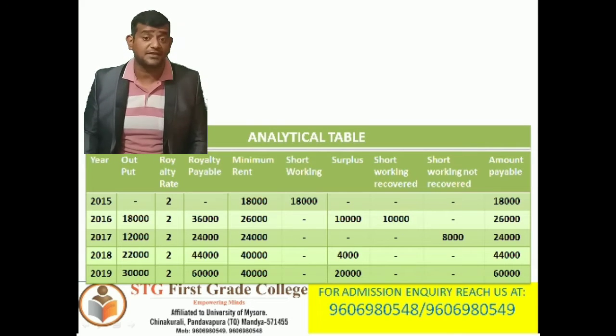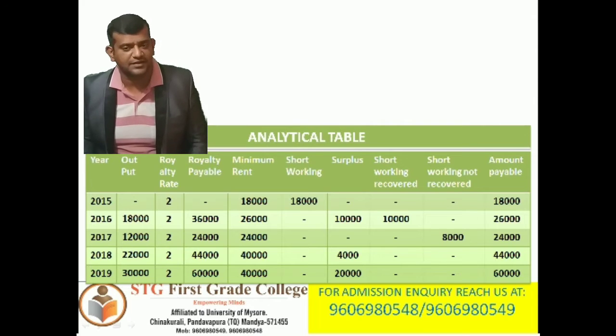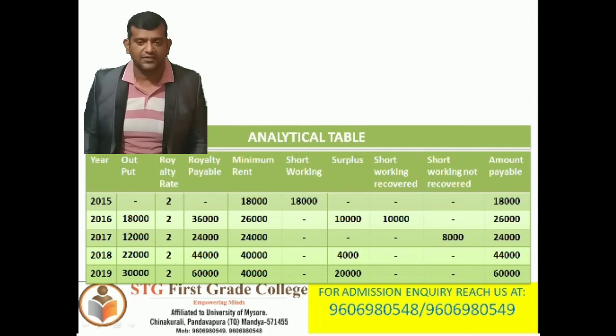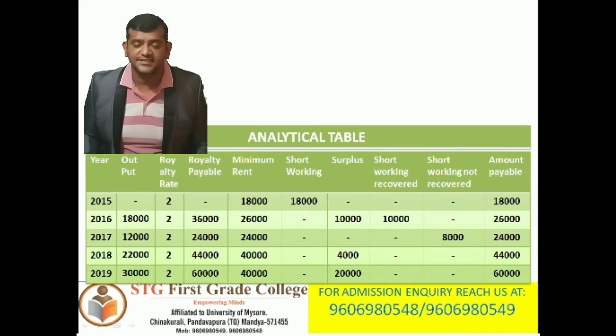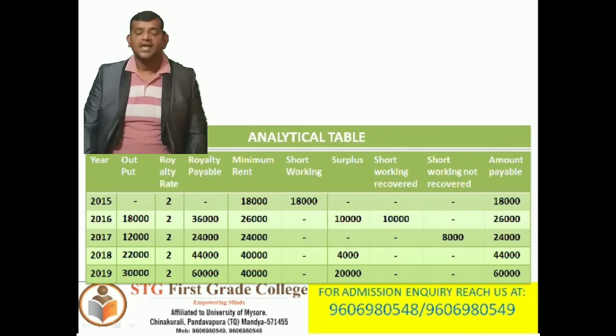So that is surplus 20,000. There is no short working. Short working recovered nil. Short working not recovered nil. Amount payable 60,000 rupees. So we are done with the analytical table. So let us further move towards the minimum rent account.